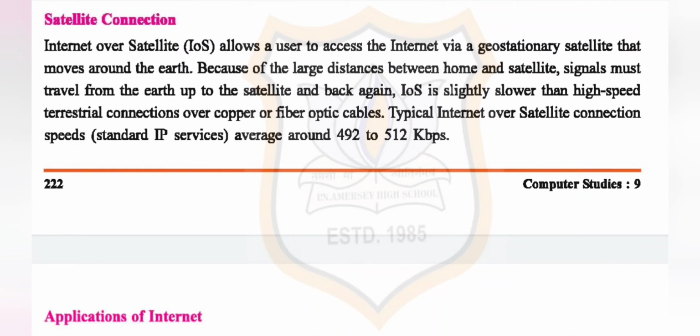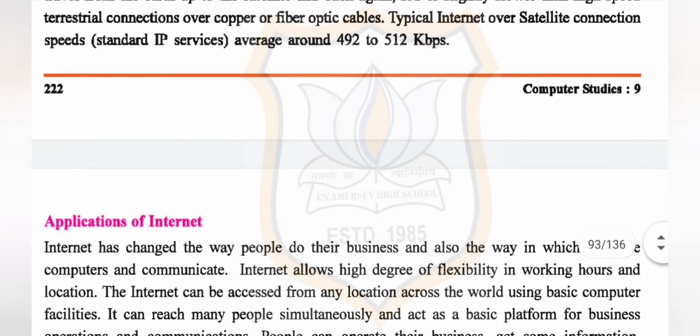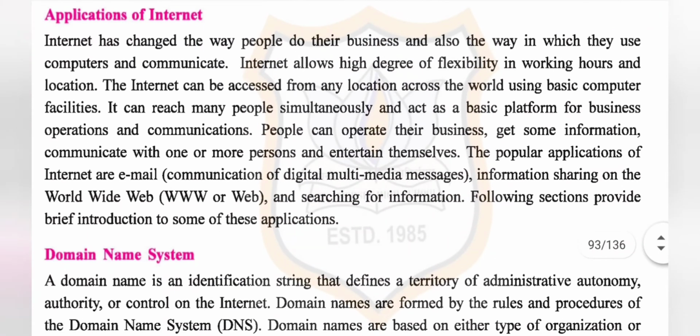Satellite connection. Internet over satellite allows a user to access the internet via a geostationary satellite that moves around the earth. Because of the large distances between home and satellite, signals must travel from the earth up to the satellite and back again. It is slightly slower than the high-speed terrestrial connections over copper or fiber optic cables. Typical internet over satellite connection speeds, standard IP services, average around 492 to 512 kilobits per second.